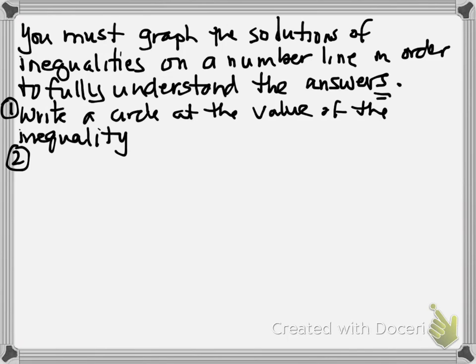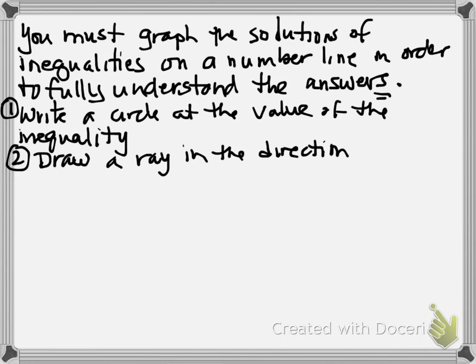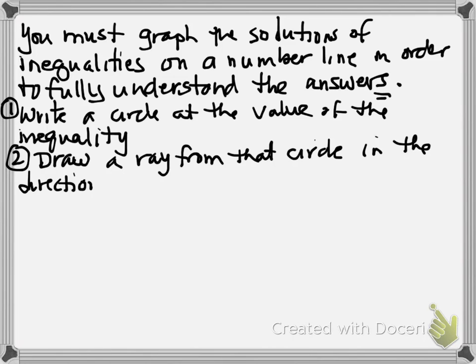And then there's the second part, and that's the ray part. Draw a ray. A ray has a specific starting point and an infinite ending. So there's a dot or a circle in our case, and then an arrow. Draw a ray in the direction. Well, let's say this. Hold on. Draw a ray from that circle in the direction the inequality indicates.